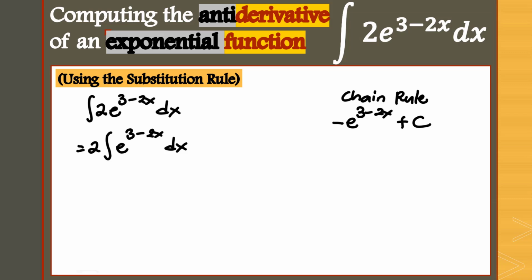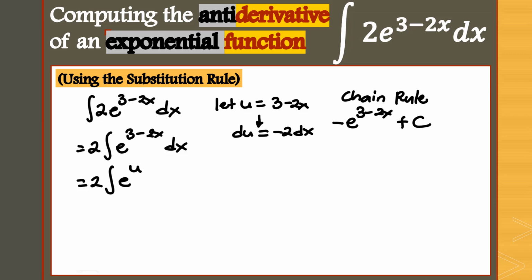This time, let u be our exponent, 3 minus 2x. So this becomes 2 times the integral of e to the power of u, and then dx would also be represented in terms of u. Deriving both sides of this equation, u becomes du equal to 3 becomes 0, minus 2x becomes minus 2 dx. Take note, it has a negative because the term is negative 2x.